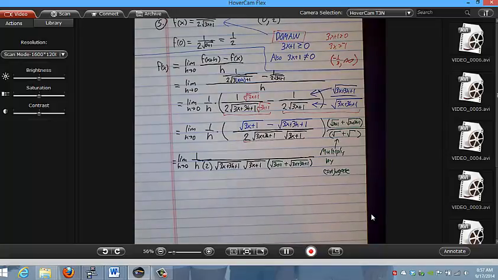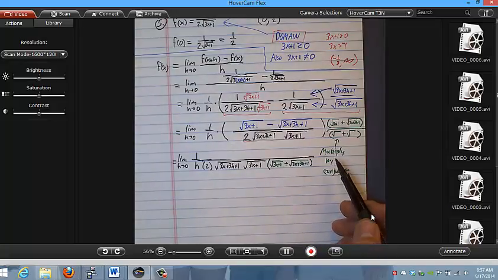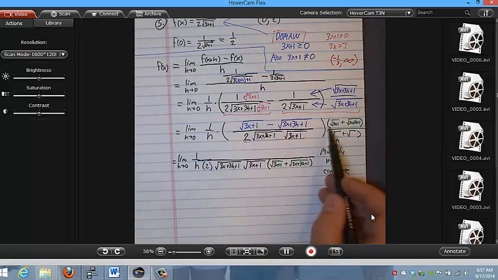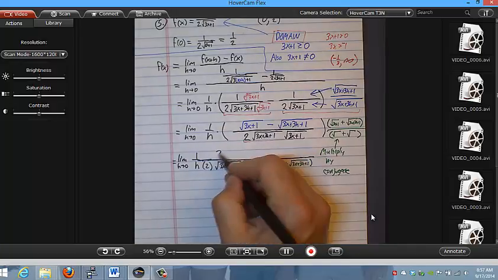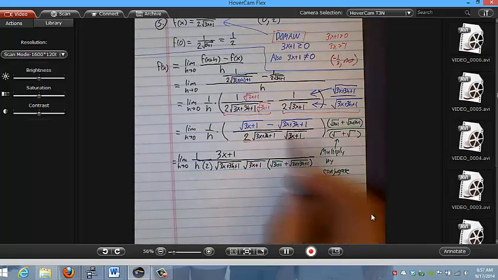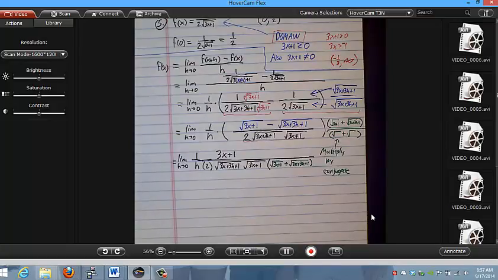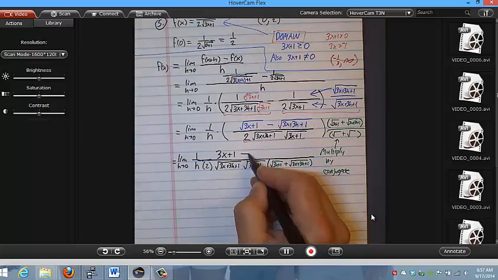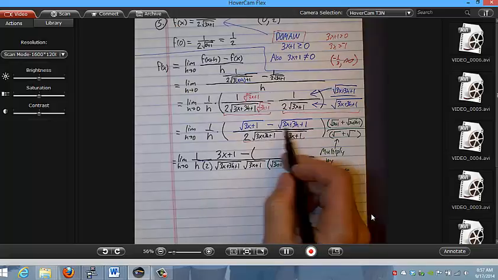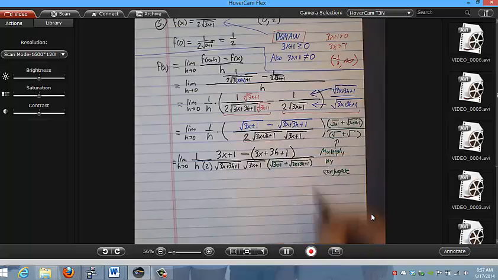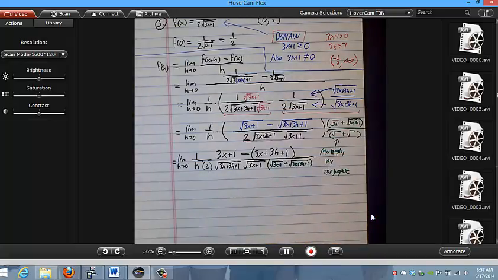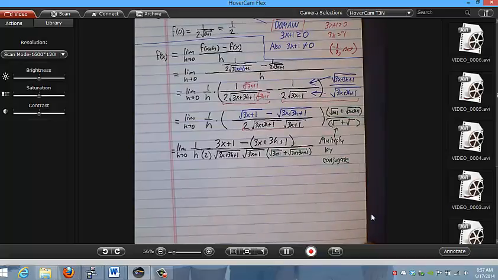All right, so what are we doing now? Numerator: when I multiply square root of 3x plus 1 times square root of 3x plus 1, I get 3x plus 1. When you do the outer and inner, those cancel out. All the radicals are going to go away when you multiply conjugates. The only thing left I have to do is subtract what I get when I multiply this one by that one, and that would be 3x plus 3h plus 1. Is that parentheses important around that radical? Yeah. You distribute the negative. Lots of stuff drops out.